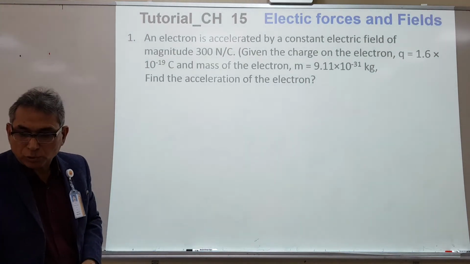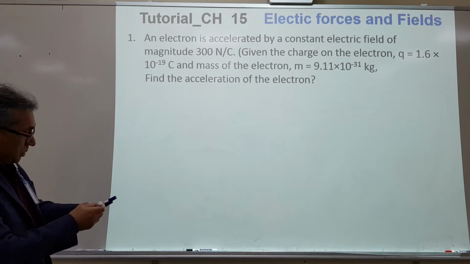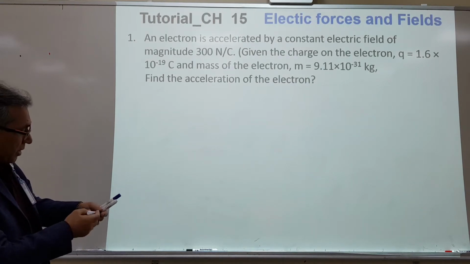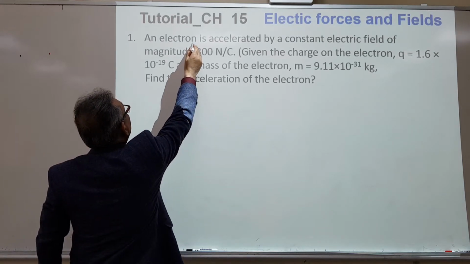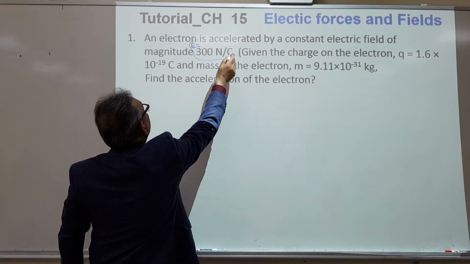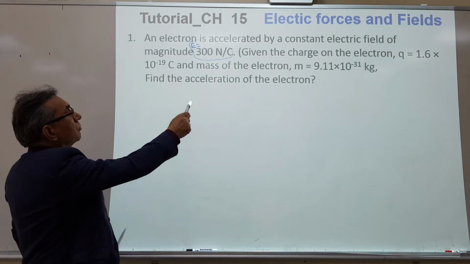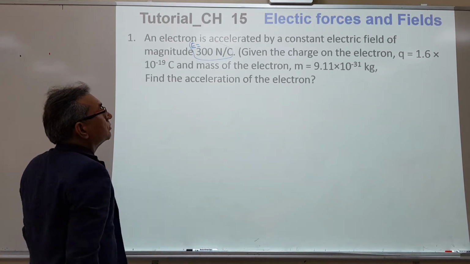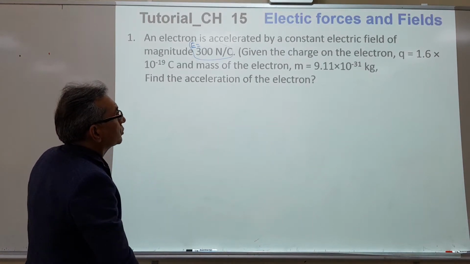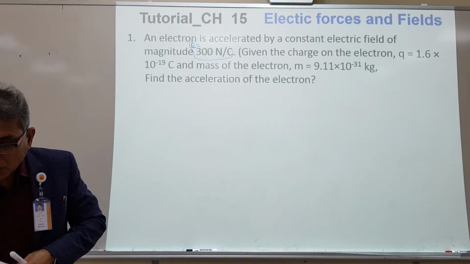So let's do question number 1. An electron is accelerated by a constant field of magnitude 300 Newton per coulomb. Given the charge on the electron 1.6 times 10 to the minus 19 coulomb, and the mass of the electron is given to you 9.11 times 10 to the minus 31 kg. Find the acceleration of the electron.